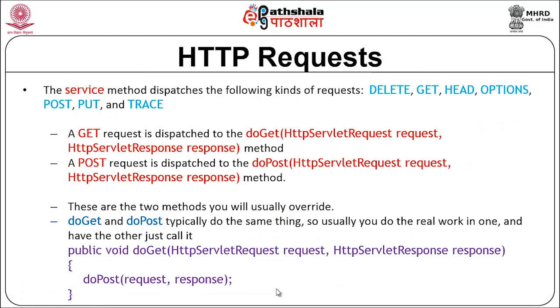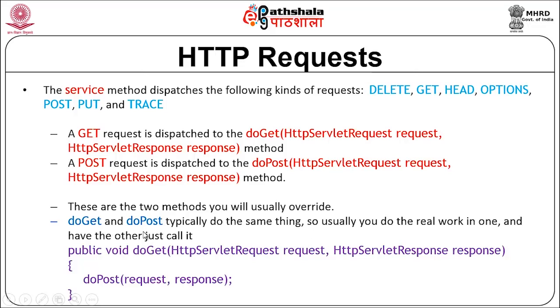And there is another request called the POST request, by which you can send it not along with the URL, but as a separate header you can send the request to the server. There are other types of request methods called delete, get, head, options, post, put and trace. A GET request is normally dispatched to the doGet method of the HttpServlet, and a POST request would be dispatched to doPost.